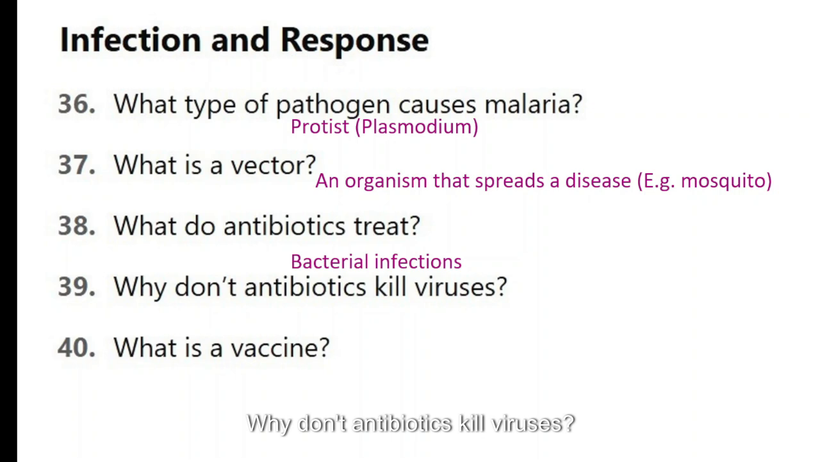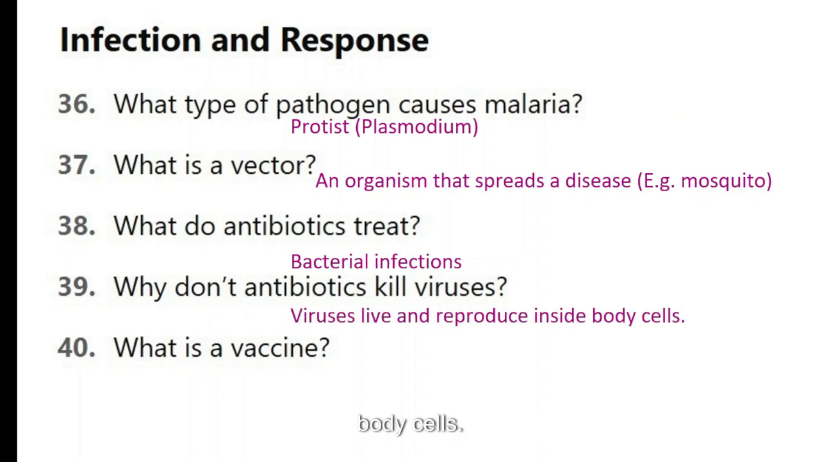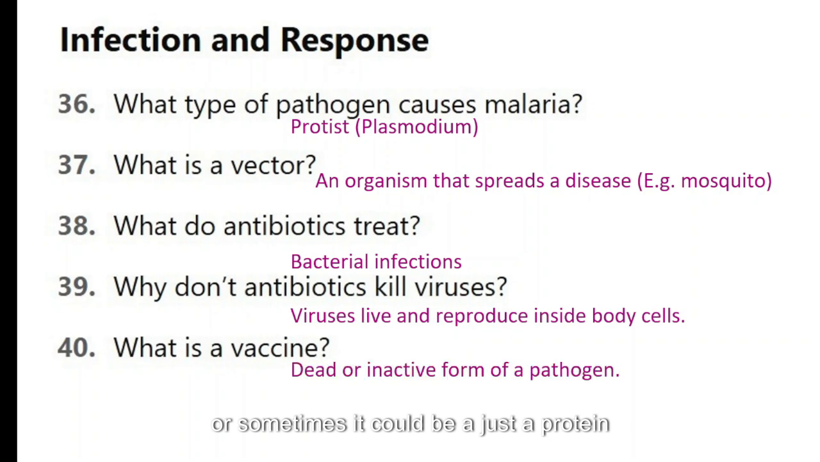Why don't antibiotics kill viruses? Because viruses live and reproduce inside body cells. So another reason is that viruses don't have the structures that antibiotics can target, which makes them different to bacteria. A vaccine is simply a dead or inactive form of a pathogen, or sometimes it could be just a protein that is found in a pathogen. It's a weakened or dead pathogen.